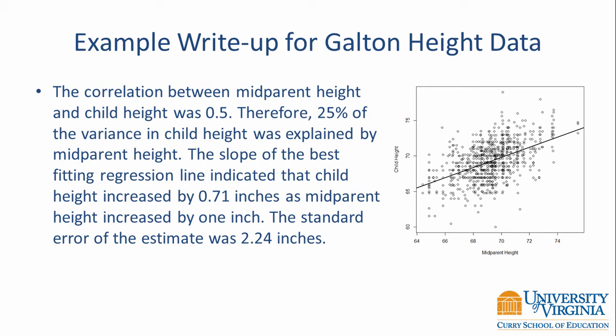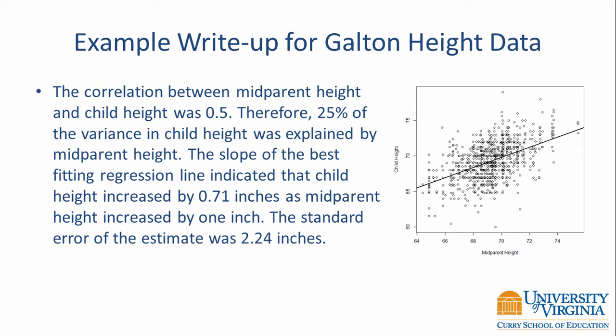The correlation between mid-parent height and child height was 0.5. Therefore, 25% of the variance in child height was explained by mid-parent height. The slope of the best-fitting regression line indicated that child height increased by 0.71 inches as mid-parent height increased by 1 inch. The standard error of the estimate was 2.24 inches.